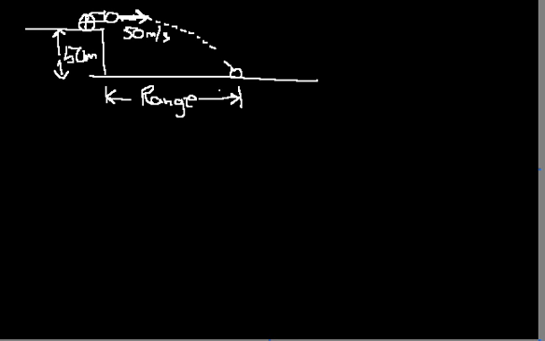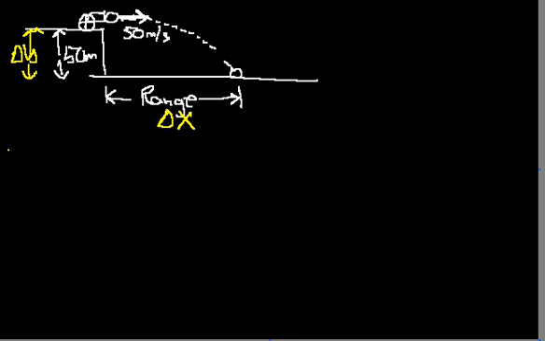What we don't know is how far it's going to go. So we want to calculate the range, and the range is what I'm going to call my delta x over here. That's my displacement in the x direction. This is my displacement here, delta y, in the y direction.